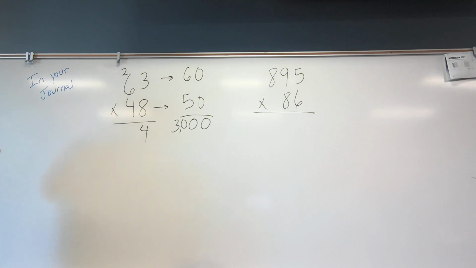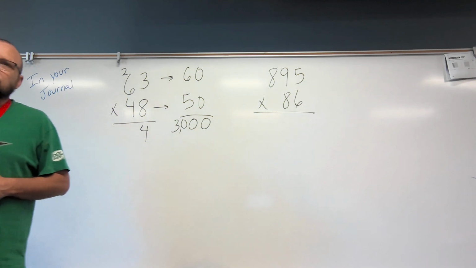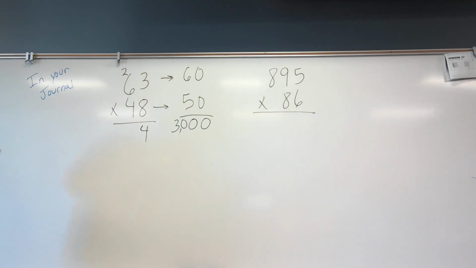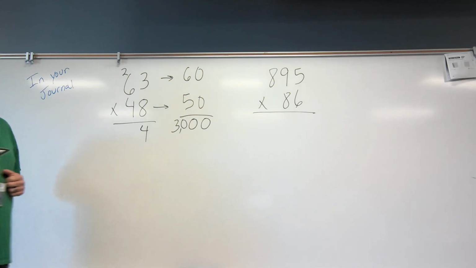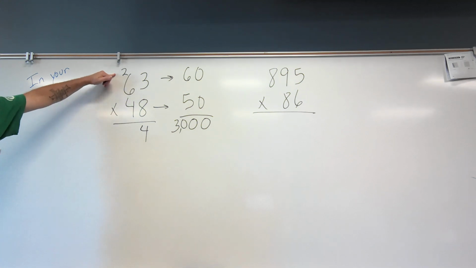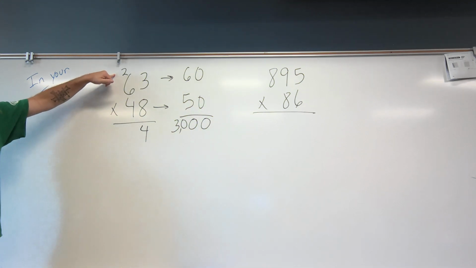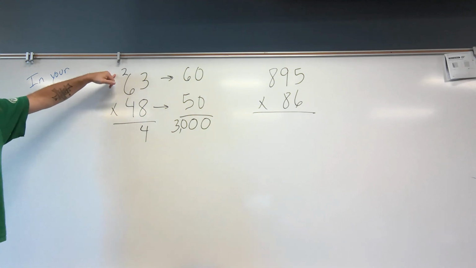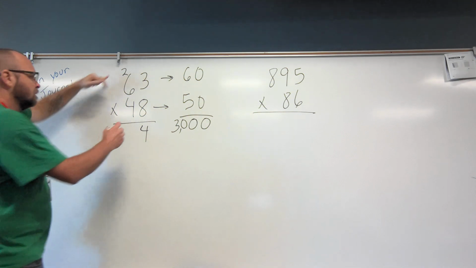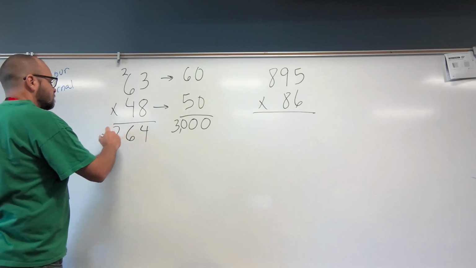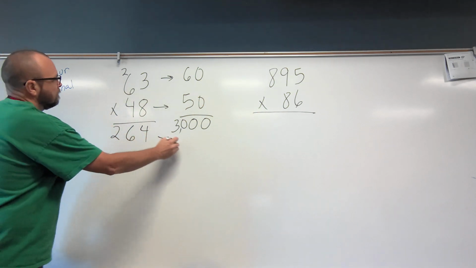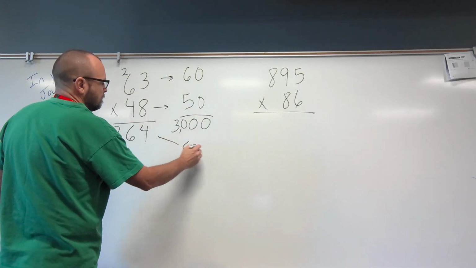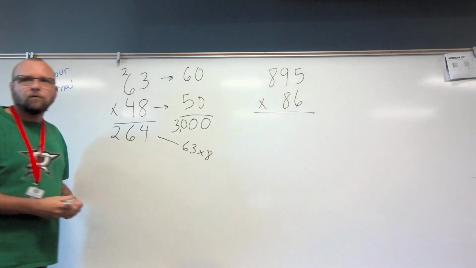What is 4 times 6, Andrea? 4 times 6 is 24. Plus we have 2 more tens we need to add to that, so it's 26. 26 tens is the same as saying 6 tens and 2 hundreds. So what we did here is 63 times 8, which every single one of you can do.